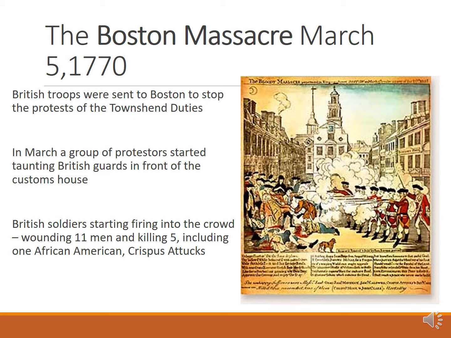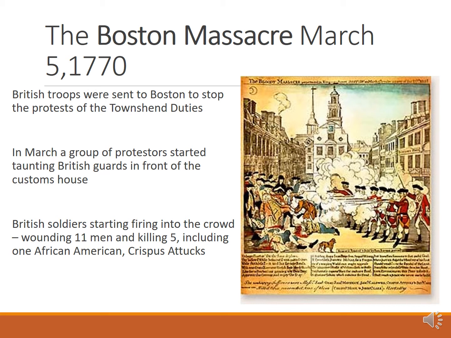But the British soldiers are armed, and the protesters are unarmed. And one of the British soldiers decides to fire into this unarmed crowd. And the end result is that there will be 11 men wounded and 5 that will be killed, including one African American by the name of Crispus Attucks. The Boston Massacre, as the event soon became known, was over in minutes.